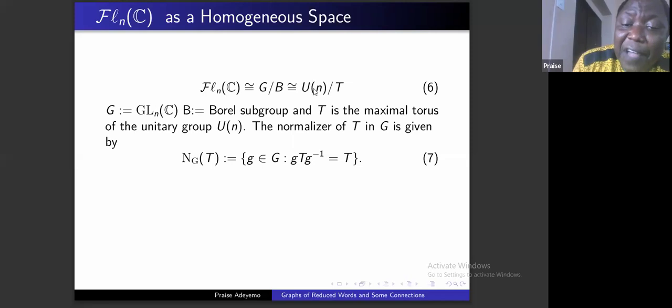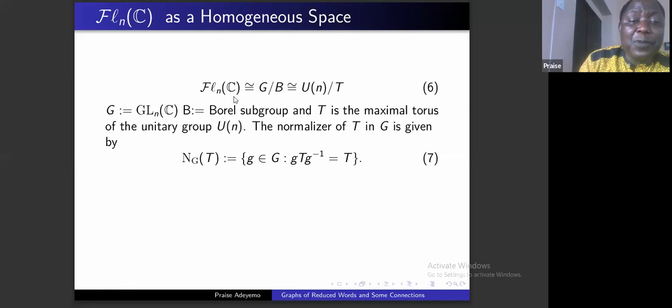And I can also identify it with U(n) mod T, where U(n) is the group of unitary matrices. We are looking at matrices that coincide with their conjugate transpose. So this is a unitary matrix, and it's a compact closed subgroup of G. You pick the maximal torus here, so we can also identify it with U mod T. And this is telling us something very important: we can look at our flag variety as a compact manifold.